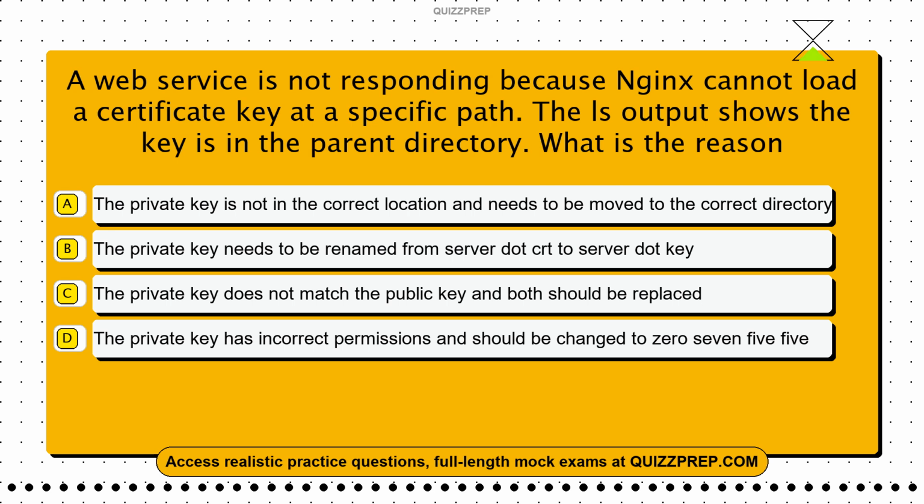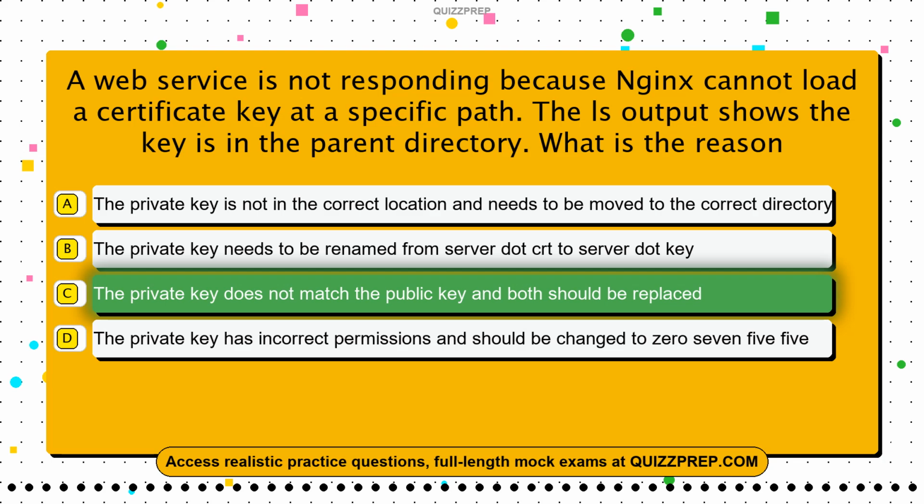What is the reason? Option A. The private key is not in the correct location and needs to be moved to the correct directory. Option B. The private key needs to be renamed from server.crt to server.key. Option C. The private key does not match the public key and both should be replaced. Option D. The private key has incorrect permissions and should be changed to 0755.